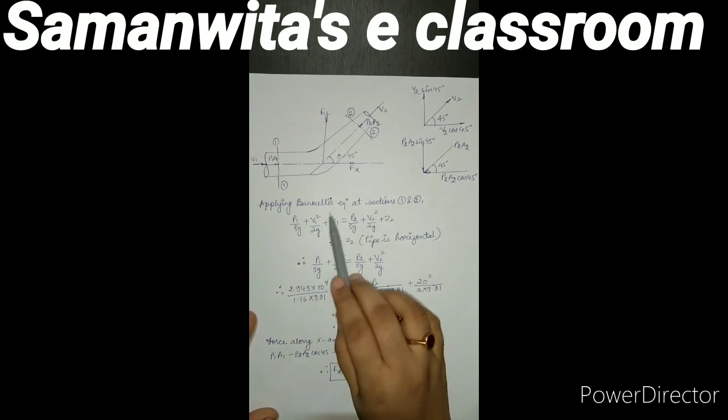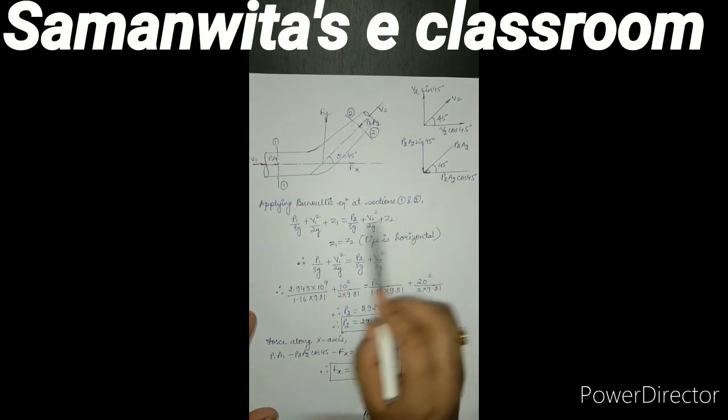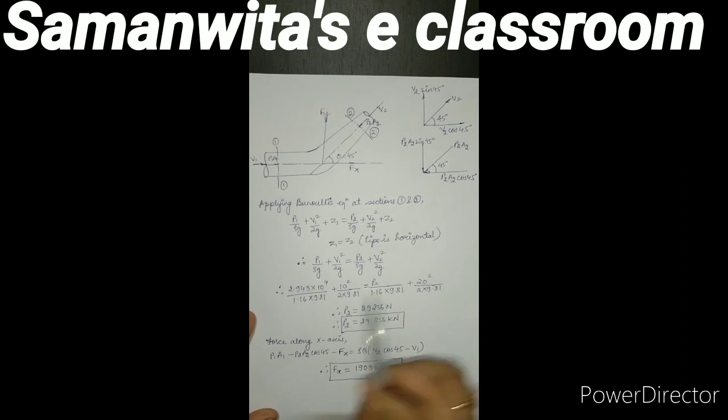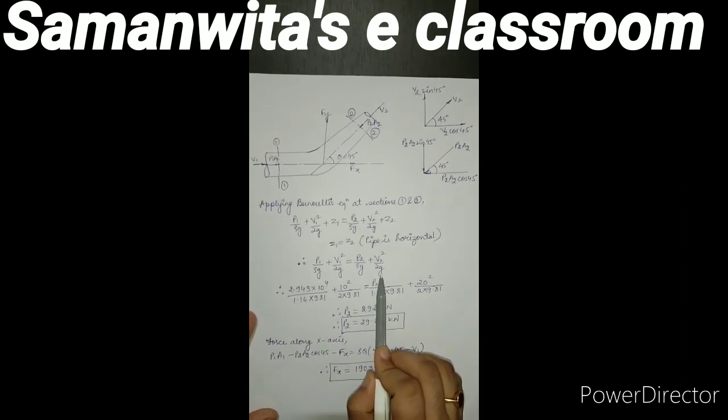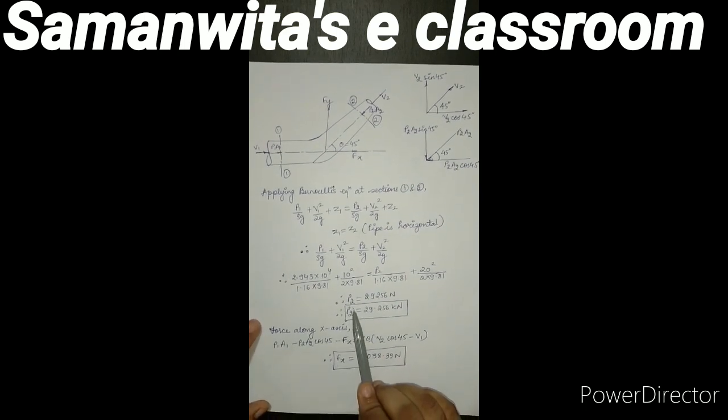I'm going to apply Bernoulli's equation at section 1 and 2. Again, I'm assuming the pipe is horizontal. So the terms remaining are these. When I substitute all the values, the only unknown is P2, which can be calculated as 29.256 kilonewton.